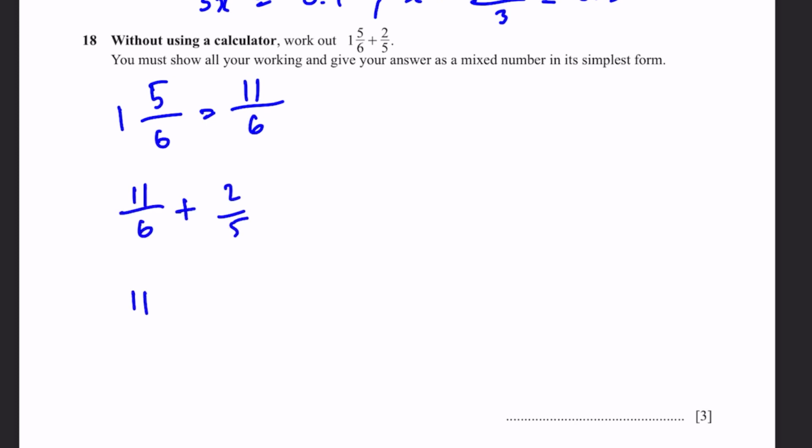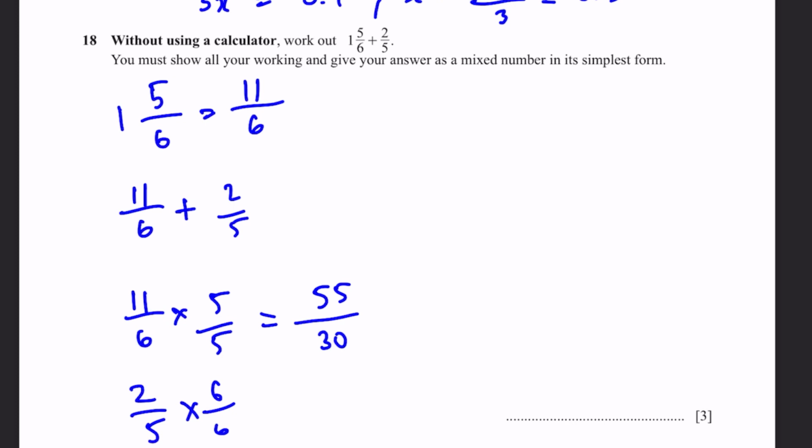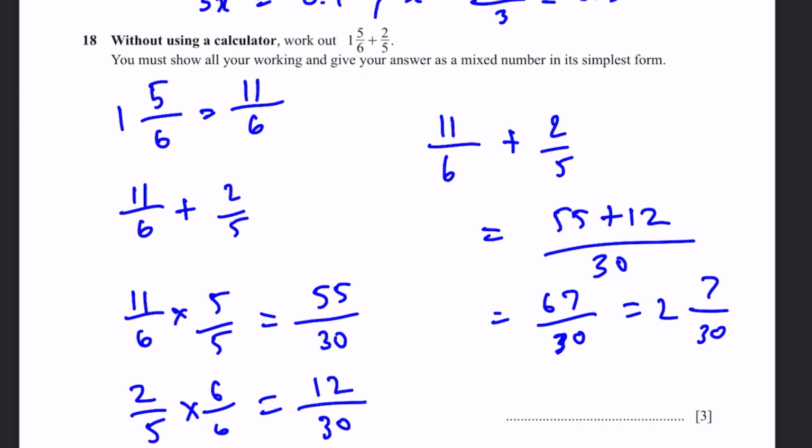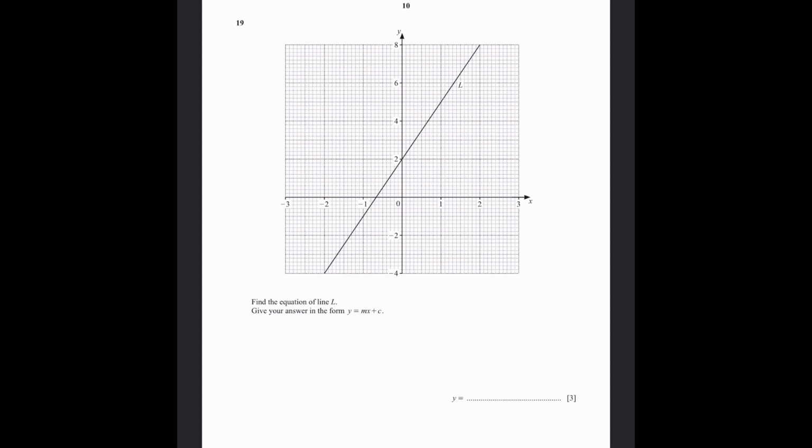We need to do this. 11/6 multiplied by 5 on both numerator and denominator is equal to 55/30. And then 2/5 multiplied by 6 on both numerator and denominator is 12/30. So 11/6 plus 2/5 is equal to 55 plus 12, the whole by 30, which is equal to 67/30. And the answer for this is 2 and 7/30, because 30 into 2 is 60. So that's the answer.